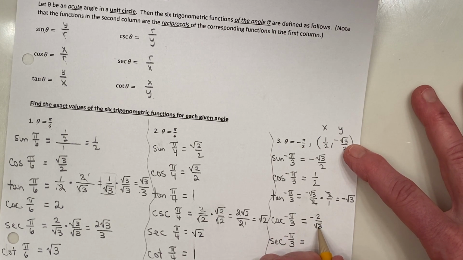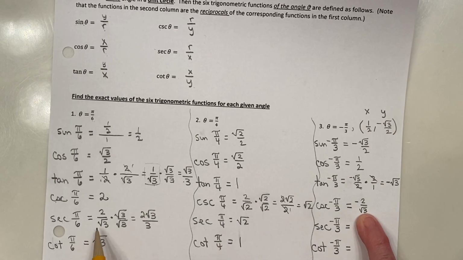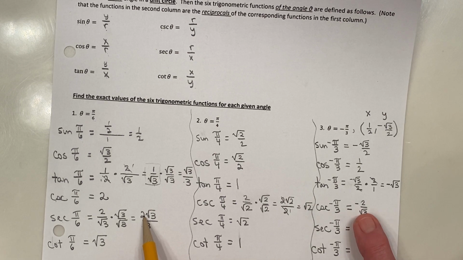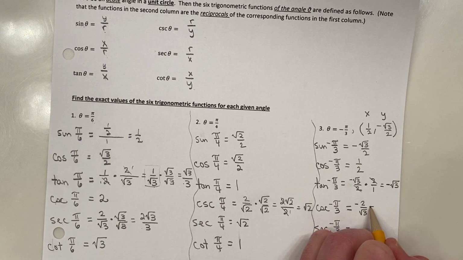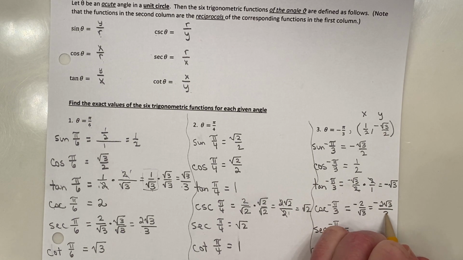Well, I want to rationalize, so I'm going to multiply by square root of 3 over square root of 3, but we already did that work. We did that work way over here. In this first example, when we rationalized, we ended up with this nice answer. But remember, over here in our problem, we have a negative value. So I'm going to say this is equal to negative 2 square root of 3 over 3.